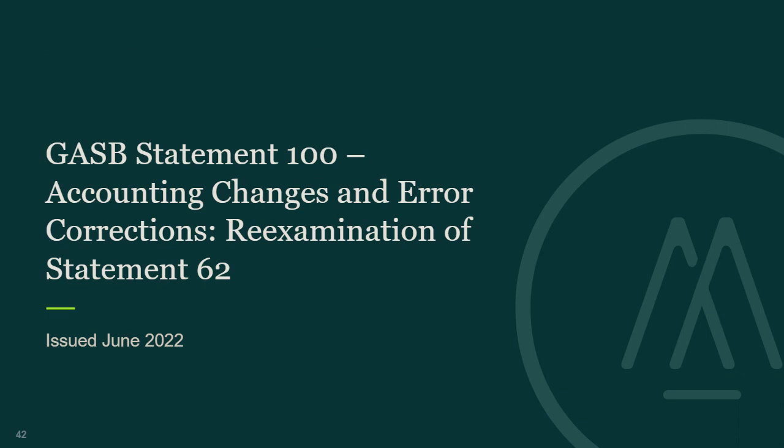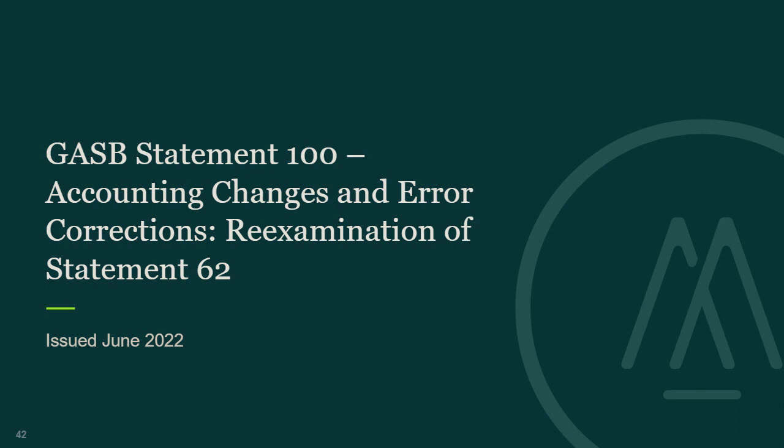All right, so now we're in the triple digits for accounting standards. Statement 100 on accounting changes and error corrections. That's the thing that none of us, whether we're a preparer or an auditor, likes to hear is error corrections, but I think ultimately this is a good standard.